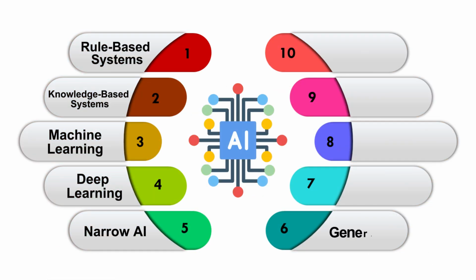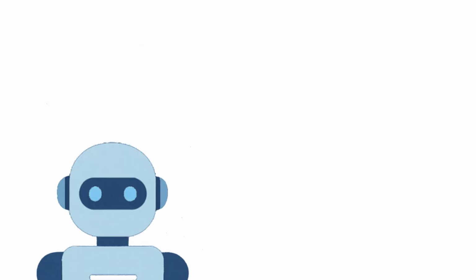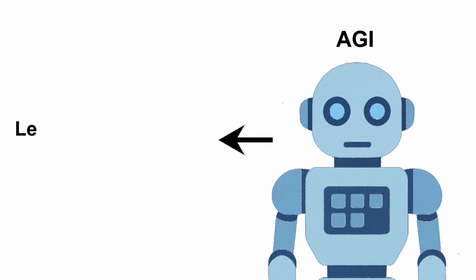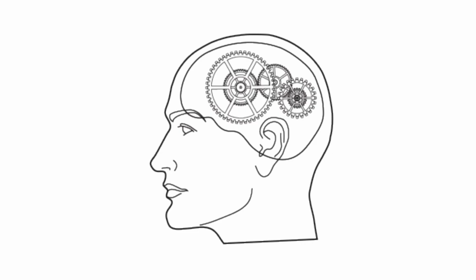Stage 6 is Artificial General Intelligence, or AGI. This is a system with human-level flexibility. Unlike narrow AI, AGI could reason across domains, learn any new task, and adapt on the fly. It wouldn't just follow data patterns, it would think. This stage is still theoretical.